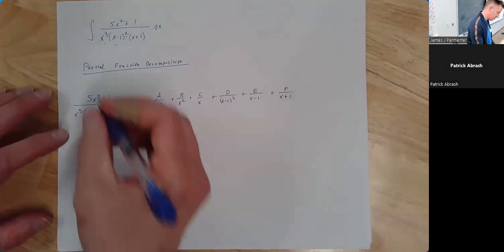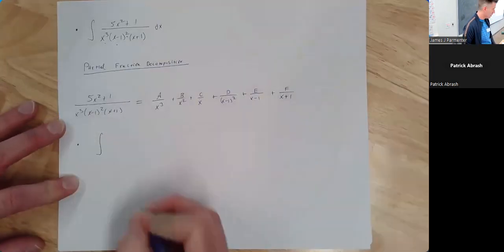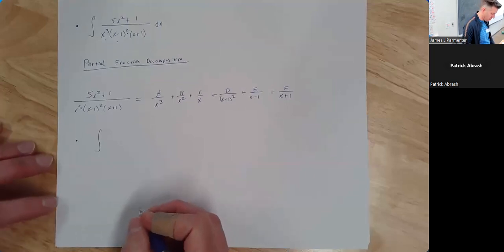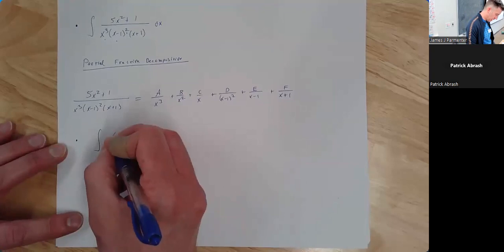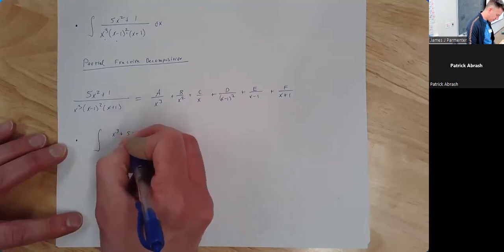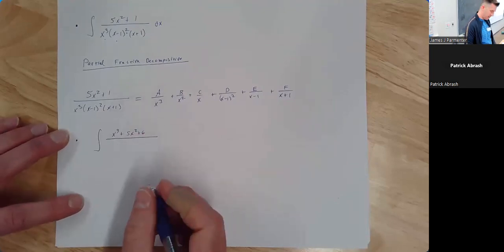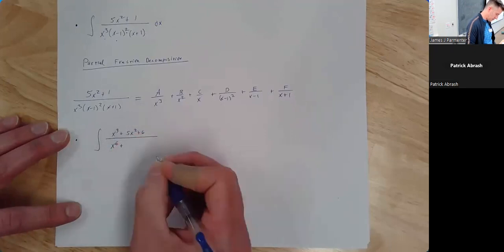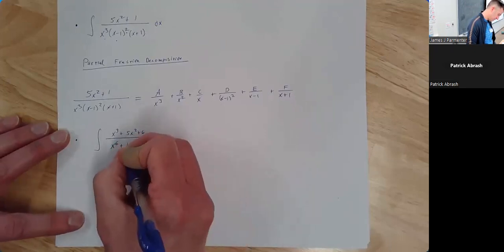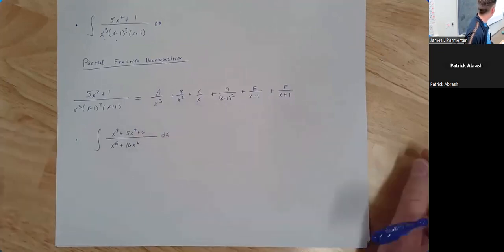While we're at it, we might as well talk about the other thing that comes up. Let's look at one more. Again, we're just going to do one more decomposition. We're not actually going to solve it. But if I had, say, something like x cubed plus 5x squared plus 6 over, sure, let's make it like that. Let's say we had x to the 6th plus 16x to the 4th.